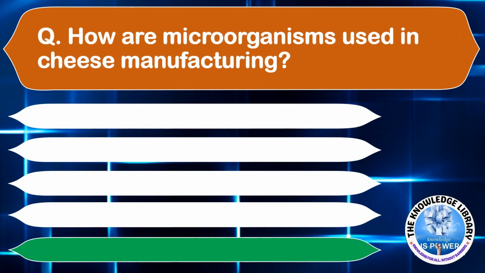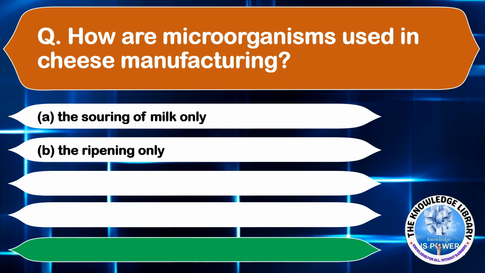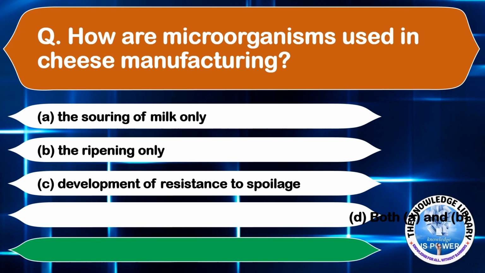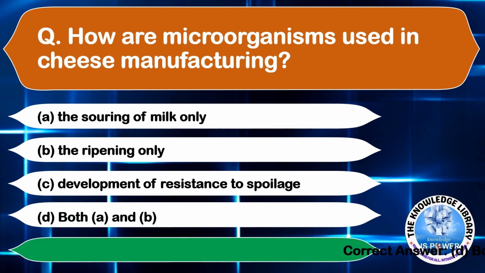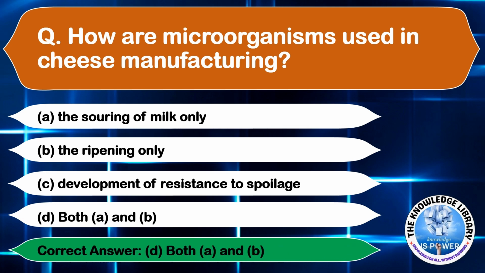How are microorganisms used in cheese manufacturing? Option A, the storing of milk only. Option B, the ripening only. Option C, development of resistance to spoilage. Option D, both A and B. So the correct answer is option D, both A and B. Moving on to the next question.